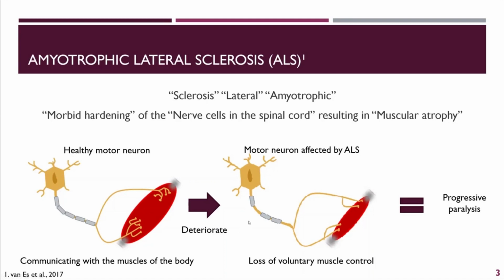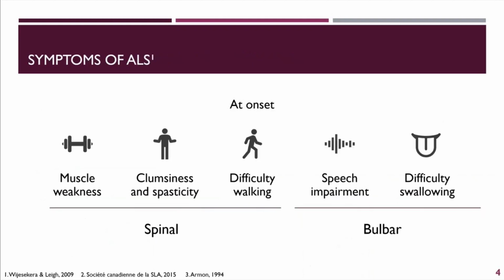However, when motor neurons, which are mainly the things that are affected by ALS, tend to deteriorate, as you can see, there's less insulation occurring, there's not as many synapses at the end. Unfortunately, we're going to lose the voluntary control of our muscles, which will eventually result in a progressive paralysis.